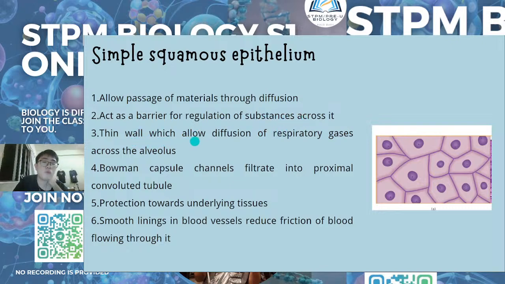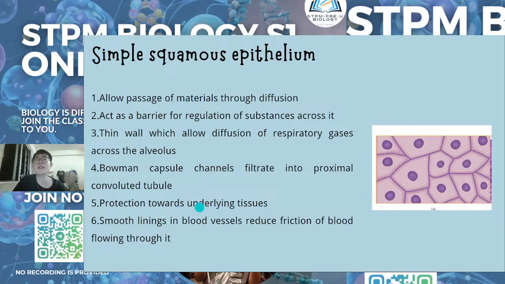And this cell contains a thin wall, the membrane is very thin. So this allows the diffusion of respiratory gas. That is why the air sacs of the lung contain this tissue, because it can allow the diffusion of respiratory gas. And also the Bowman's capsule, one of our kidney structures, can contain this tissue, and it can also act as protection toward the underlying tissue.